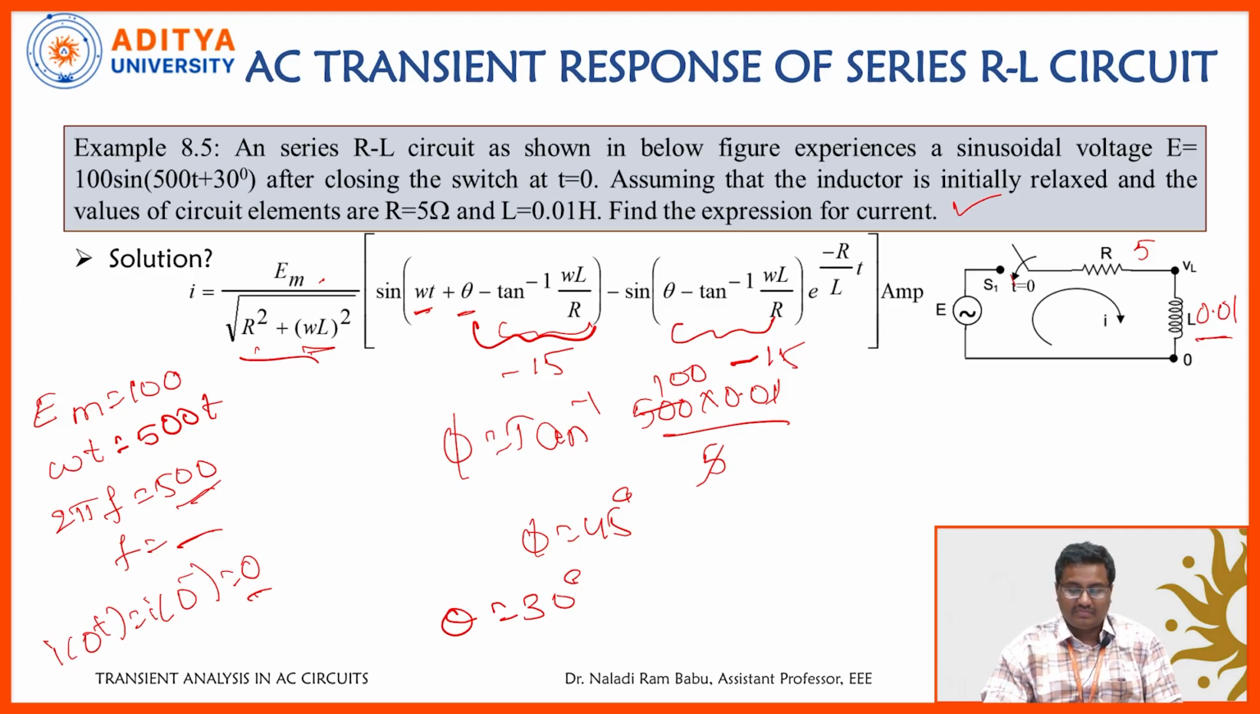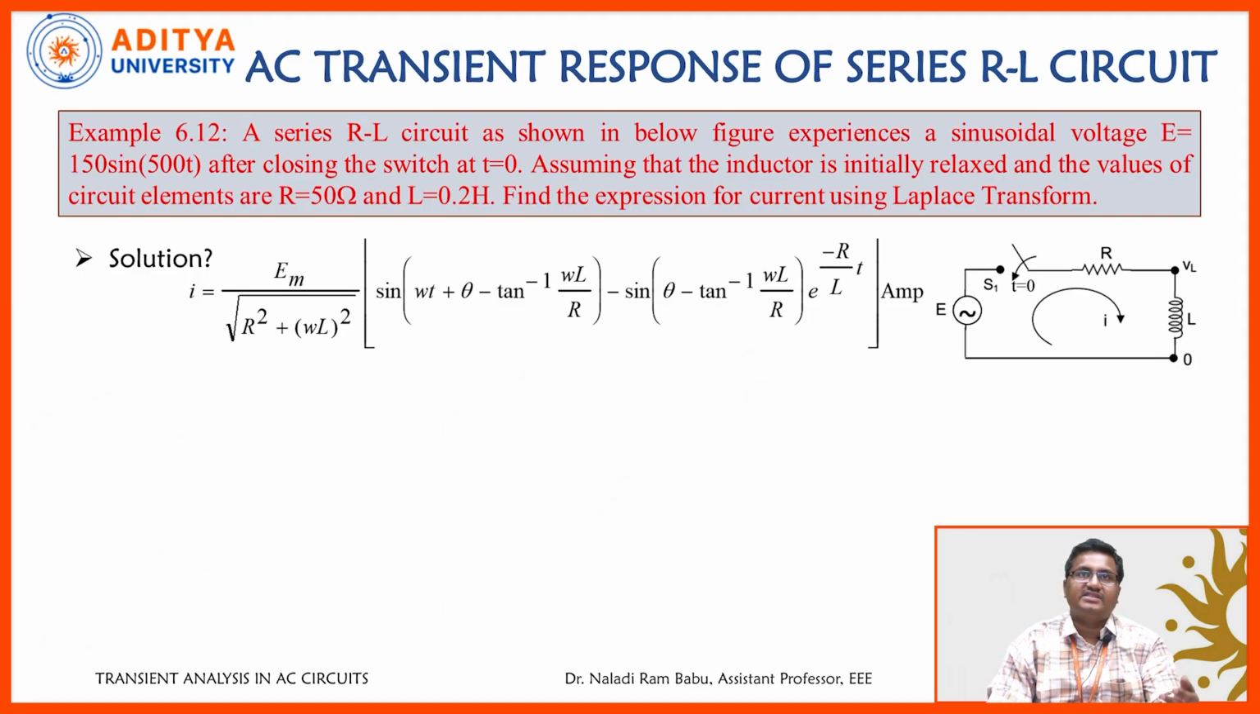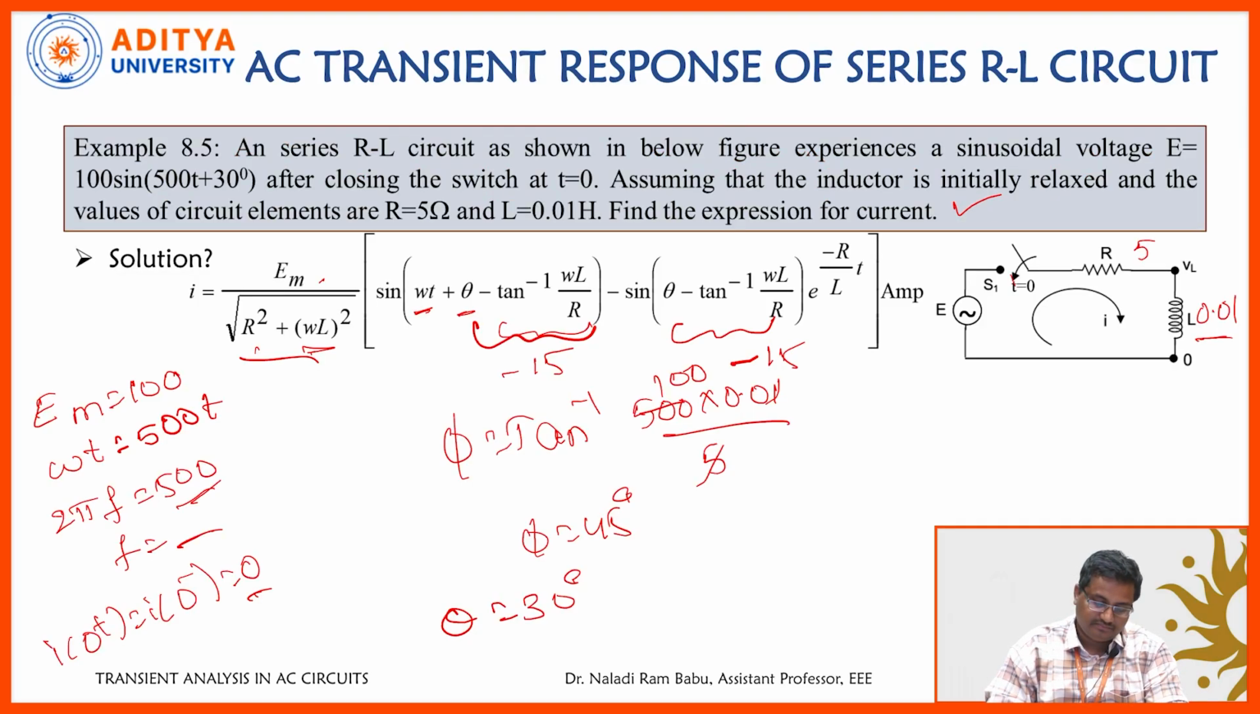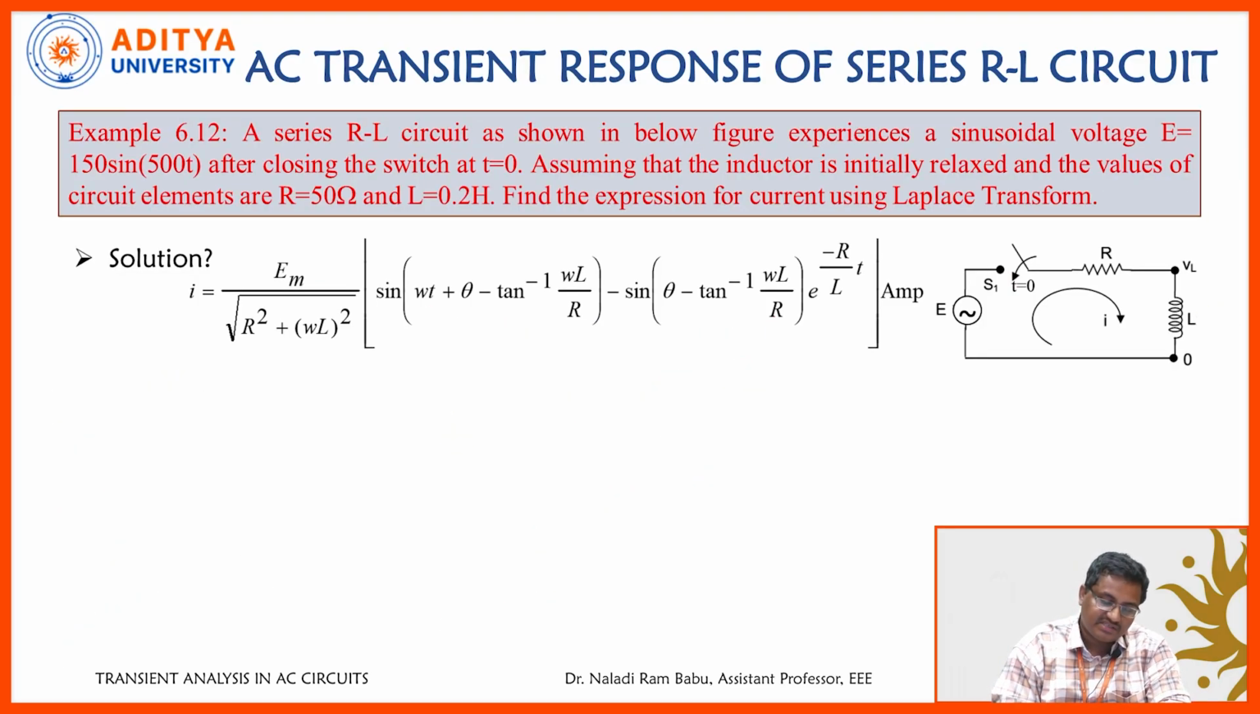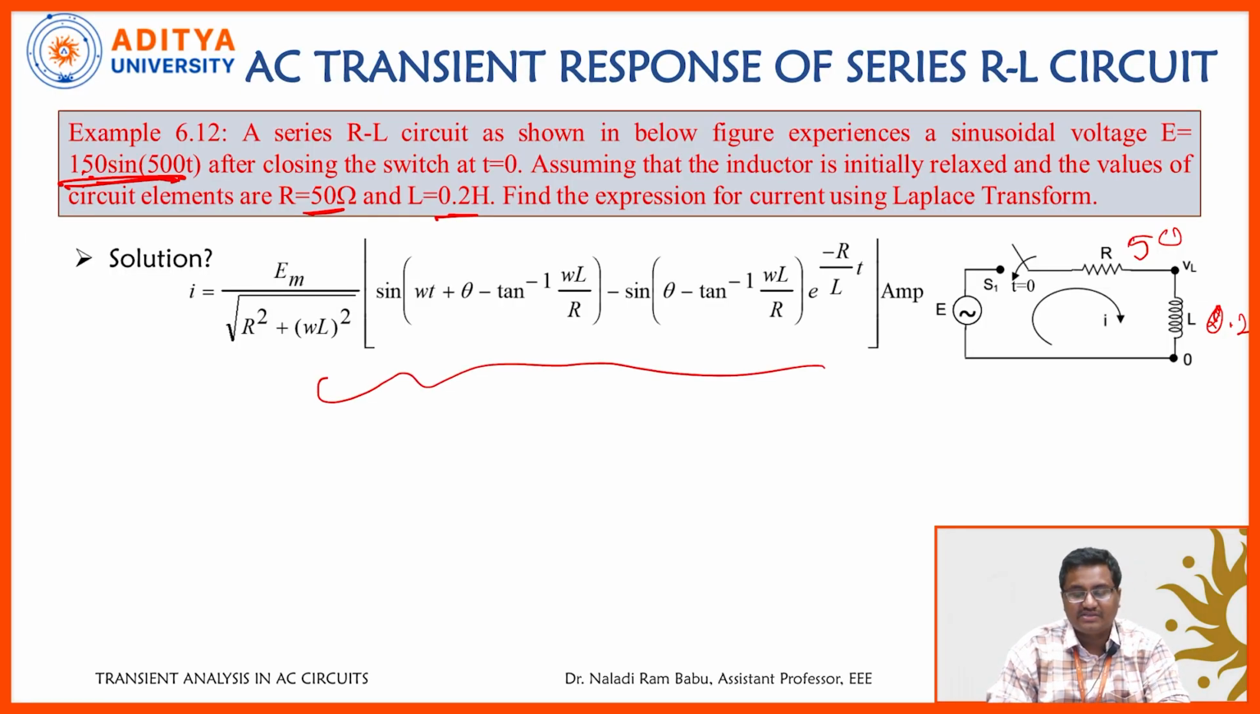Now let us look into the second example. Here also it is a direct problem, but the value of resistance is 50 ohm and inductance is 0.2 Henry. That means previously it is 5 and 0.01, now it is 0.2 Henry, and the supply voltage is also changed. E is 150, omega is 50. Now this one also substitute it, calculate the values and we will be getting directly the answer.